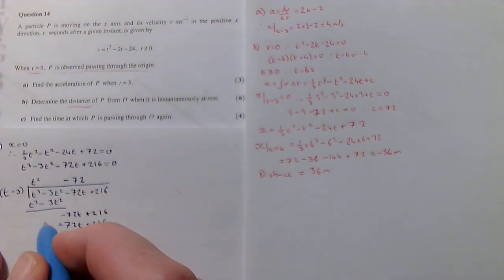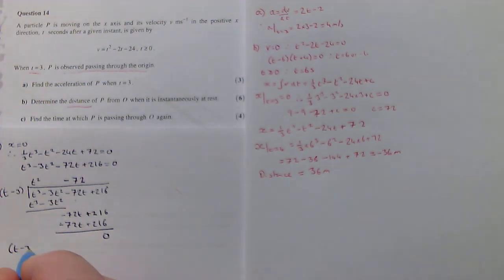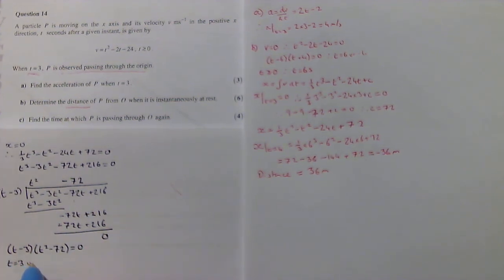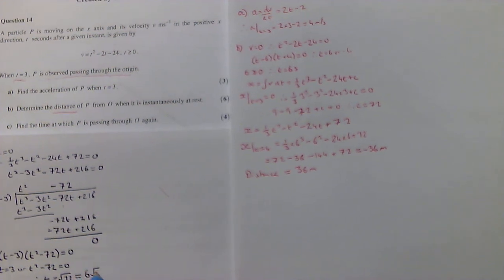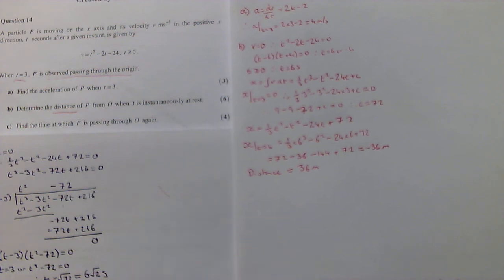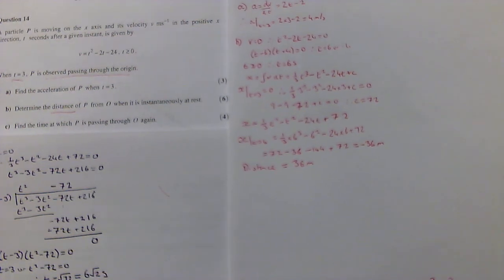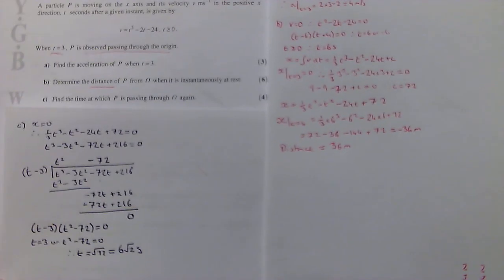So there we get my answer. When I factorise it, I've got (t minus 3)(t squared minus 72) equals 0. So t equals 3, or t squared minus 72 equals 0. Therefore, t is equal to the square root of 72. 72 is 36 times 2, so 6 root 2 seconds. Just move that off a bit just so that it's absolutely clear to you. 6 root 2 seconds.